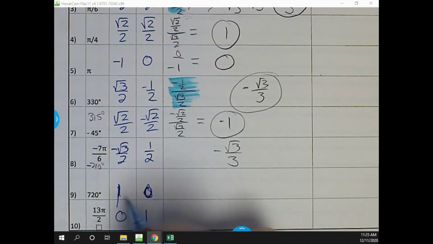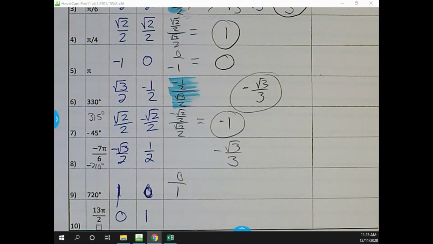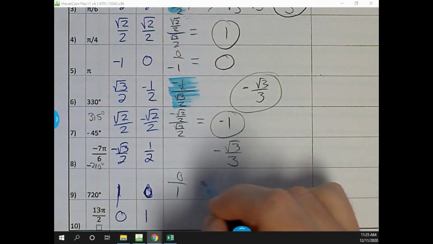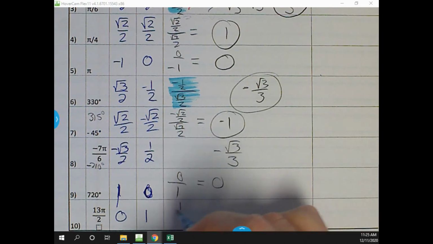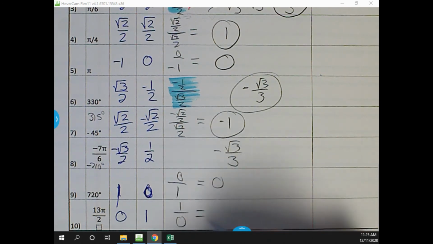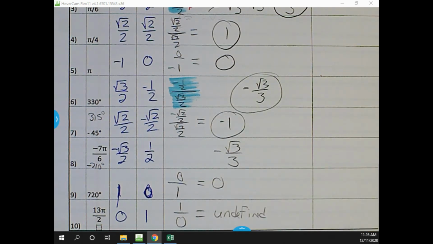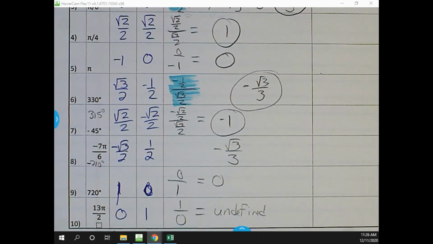Okay, when you do this one, it's 0 over 1. Same thing we had here. 0 on top, doesn't matter what the bottom is, it's still 0. And this last one, if you do 1 over 0, that one is undefined. Okay, and that's the big thing we want you to see on this one, is that when we're doing sine and cosine and secant and tangent, all this other stuff, there's really only just a few answers that you can do for this thing.